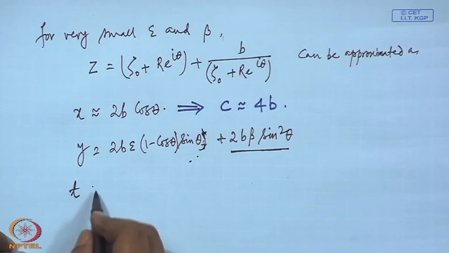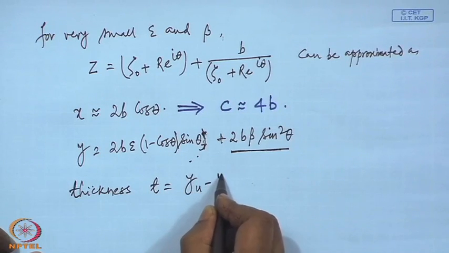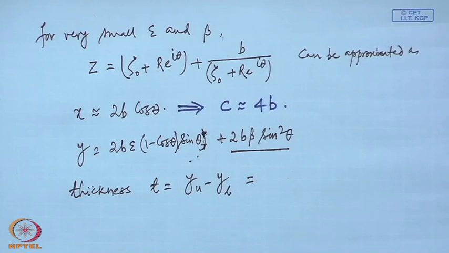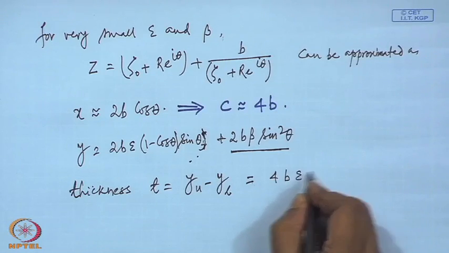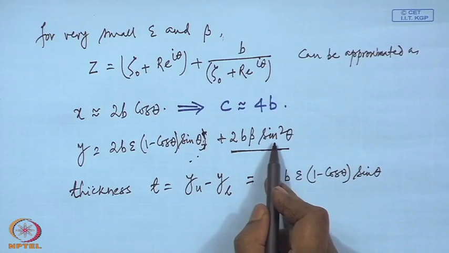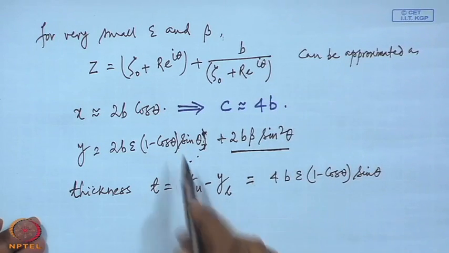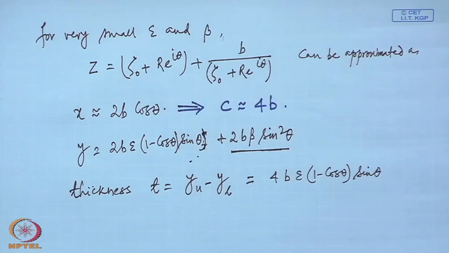The thickness of this airfoil can be obtained as upper surface minus the lower surface. Upper surface is for theta equal to 0 to pi, the lower surface is from pi to 2 pi. Since it is sin square, irrespective of the value of theta, this will give a positive number. So, when you subtract, this part will get cancelled, only this part will become double.